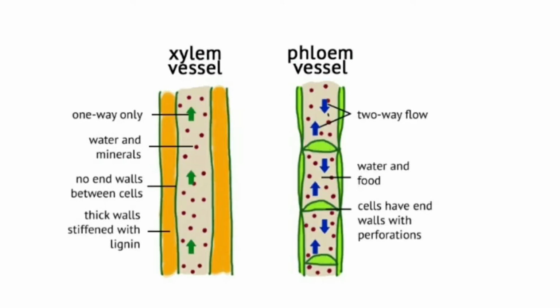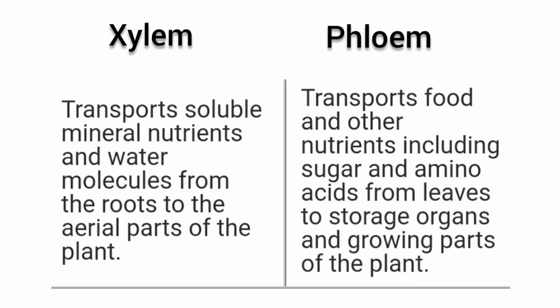So now we have understood the functions of xylem and phloem. Let us see the differences between xylem and phloem. Xylem transports water and minerals, whereas phloem transports food material. Xylem transports water from roots to the aerial parts. Phloem transports food from leaves to all other parts of the plant.